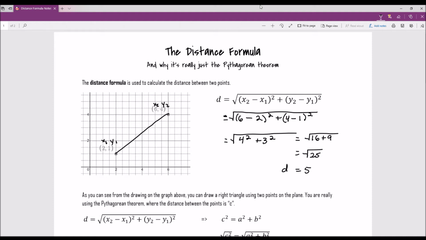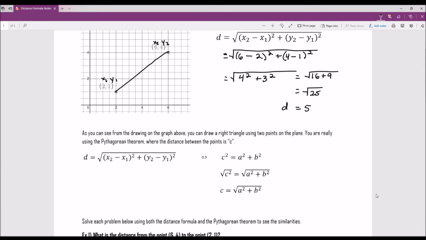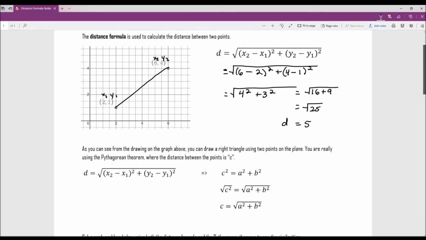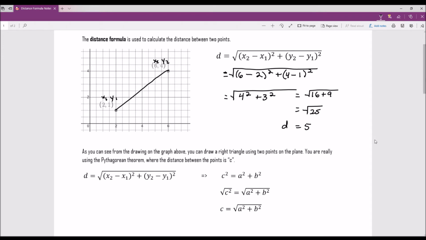Now, if you look at this a different way, let's see if we can get that both on the screen. If you look at this a different way, you're actually just finding the hypotenuse of this right triangle right here. Look how beautifully I drew it. It's so pretty. But you can look at this as a right triangle. And this is the hypotenuse.